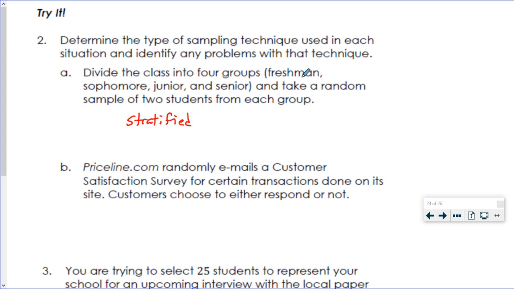Why is it stratified? Because everybody that's in each group has something in common. Everybody that's in the first group are freshmen. Everybody that's in the second group, sophomores. Third group, juniors. Fourth group, seniors, and so on. This is stratified sampling.